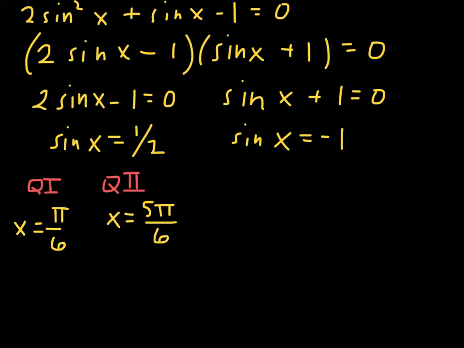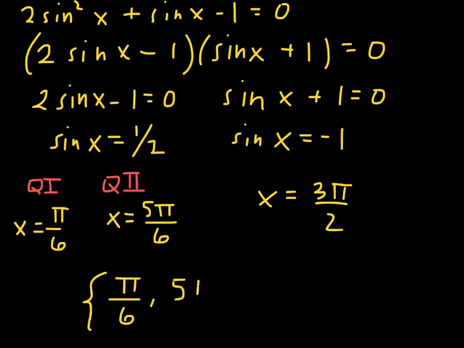For this one, over here, sine of x will be negative 1. That will be true if x is 3 pi over 2, all right? So in set notation, you'll have pi over 6, 5 pi over 6, and 3 pi over 2. And these are your only solutions. There's three of them. Okay, the set notation is nice because all your solutions are written for you. That one was pretty straightforward. I think what was important is the very beginning steps when you were using a double angle identity.